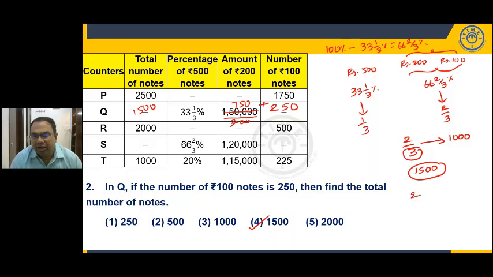You got the point. Otherwise, you do like this. 2/3 is 1000. How much is 1 part? So this will be 1000 into 3 by 2. It has to be 1500. Right? Correct. Let's move to the next question.